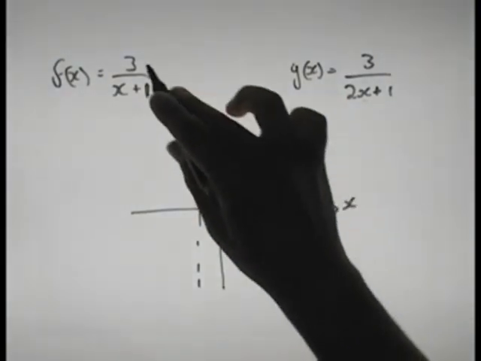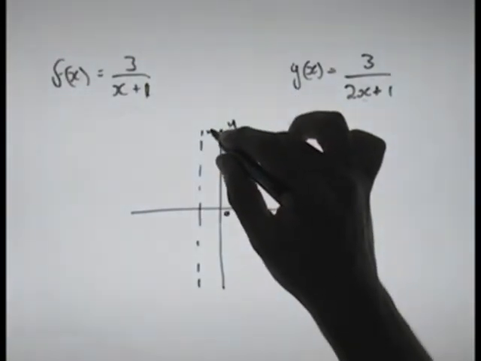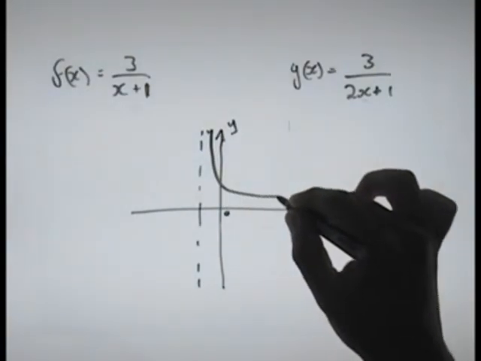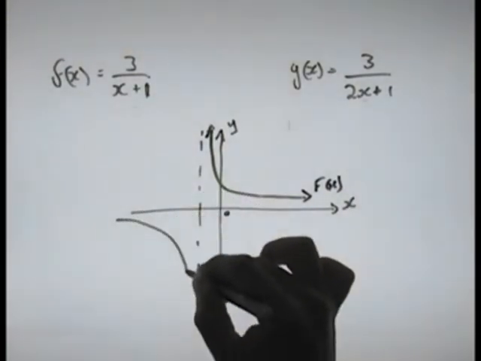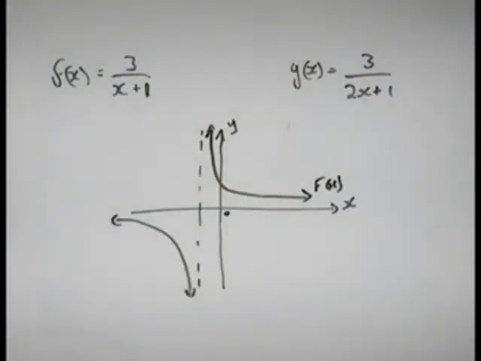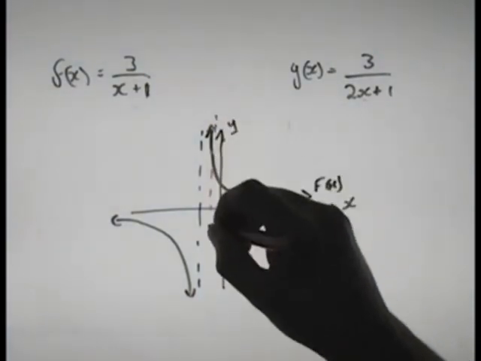That means that our graph, and because the 3 is positive, the original f of x graph is going to look a lot like that. And that's the standard hyperbola f of x. By the way, it's always in the positive and in the negative quadrant. Now the next one we have is g of x, which is equal to 3 over 2x plus 1. Now let's look at where the asymptote is going to be. Firstly, the new asymptote is going to be where x is equal to negative a half, not negative 1.